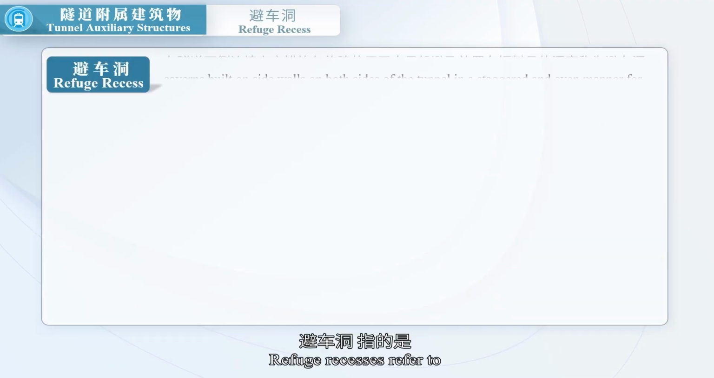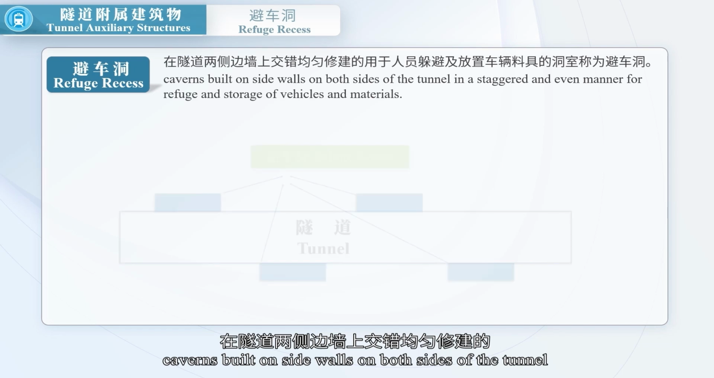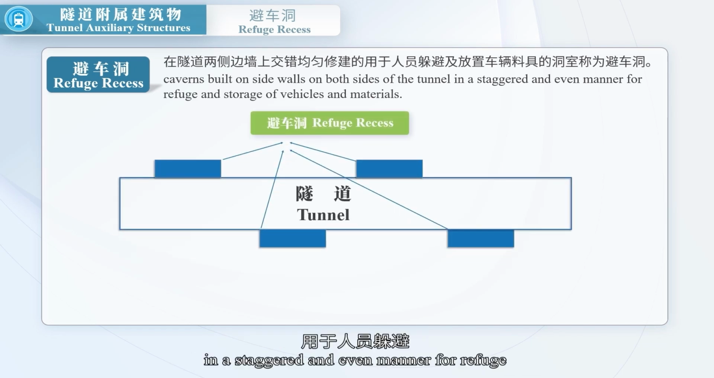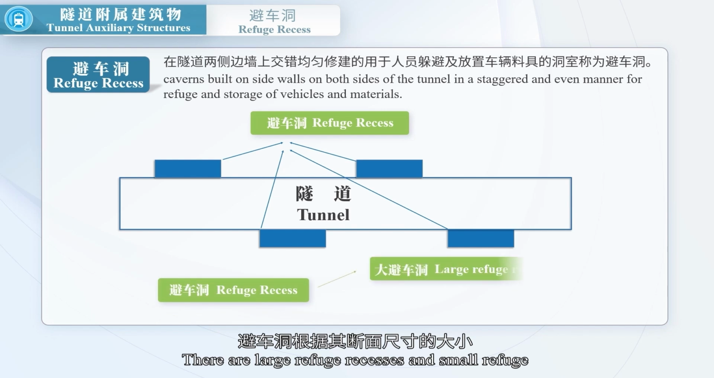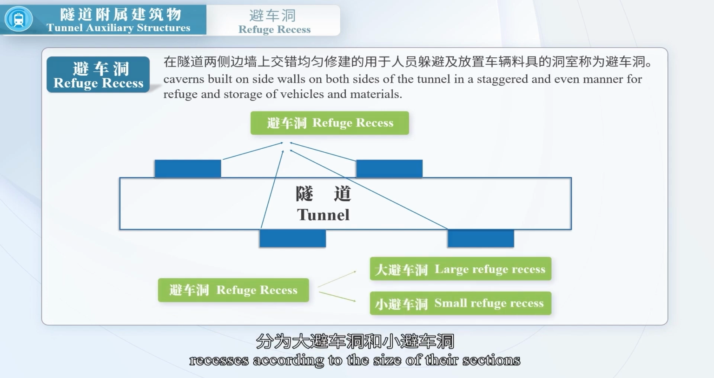Refuge recesses refer to caverns built on sidewalls on both sides of the tunnel, in a staggered and even manner, for refuge and storage of vehicles and materials. Refuge recesses are also essential tunnel auxiliary structures. There are large refuge recesses and small refuge recesses according to the size of their sections.